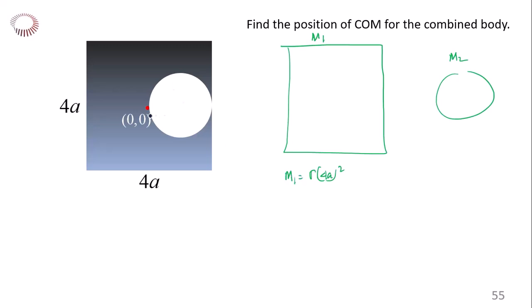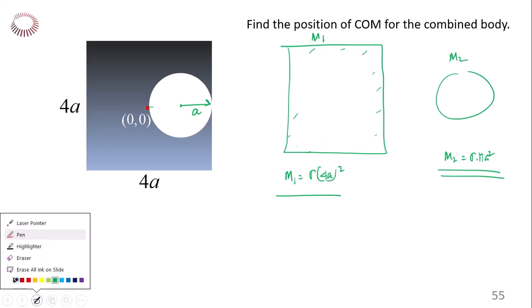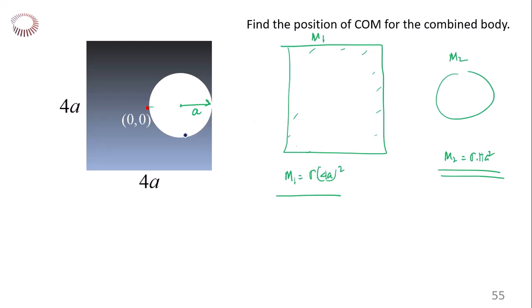For this, the diameter is 2a, so the radius is a. So m2 can be written as sigma into pi a square. Once we calculate m1 and m2, that means the entire mass m1 is there and m2 is there. But in reality, m2 is not a positive mass, it is a negative mass. Why? Because m2 mass is subtracted from m1. So the center of mass of m1 is over here, and the m2 center of mass is over there. In the basic geometry, this is the m1 center of mass, this is the m2 center of mass.